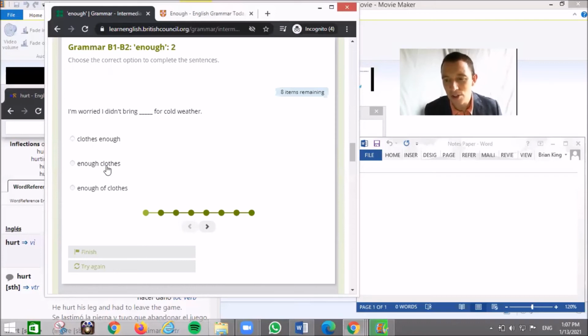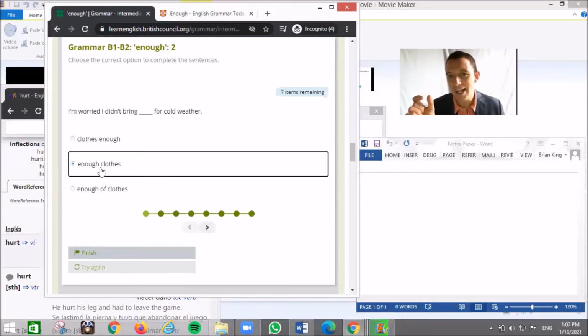So clothes is a noun. And remember, before the noun, we have enough. So that's the only one. For the noun, enough is before. For the adverb, the verb, and the adjective, enough is after. Okay, so: I didn't bring enough clothes for the cold weather.